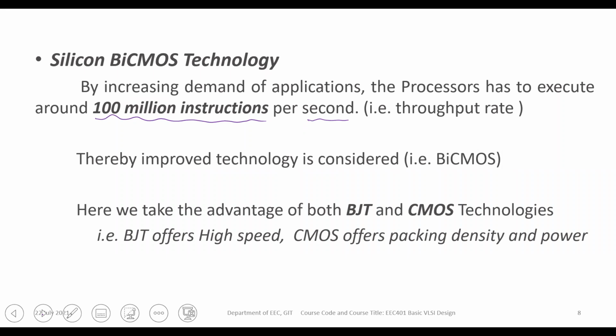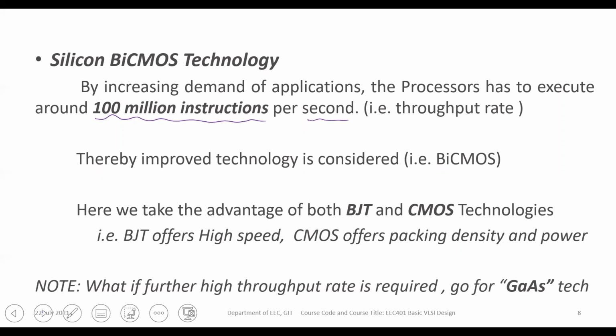As I mentioned, BiCMOS is a combination of BJT and CMOS advantages. Nothing more than that. If you want to go for more and more, and 100 million instructions per second is also not sufficient, then we have to go for gallium arsenide technology. So there is no end point for the technology. If one technology is not sufficient, other technology people will invent. Therefore there is a lot of scope.